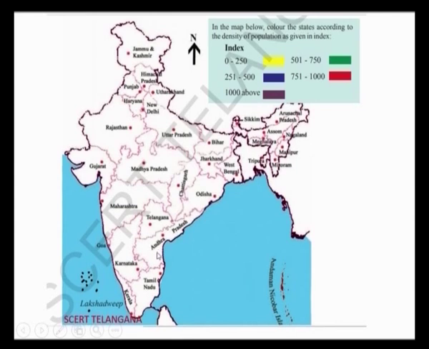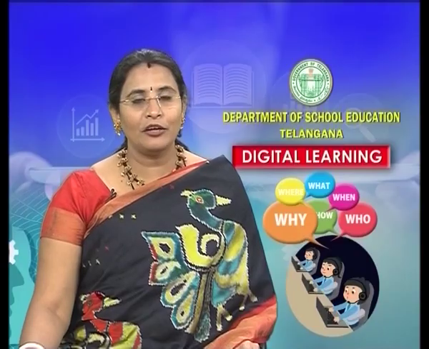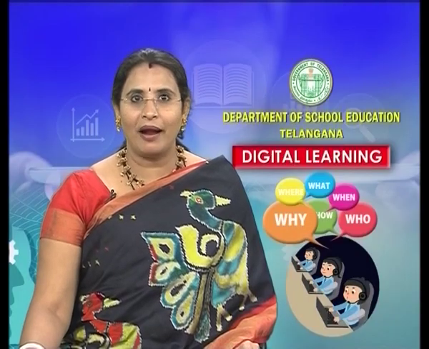Now going to our next state, it is Arunachal Pradesh. It is showing a population density of 17. The color used for 17 is yellow, so you have to color Arunachal Pradesh in yellow. So these are some of the colors. By the end of this activity, you will find that you have created your own thematic map.